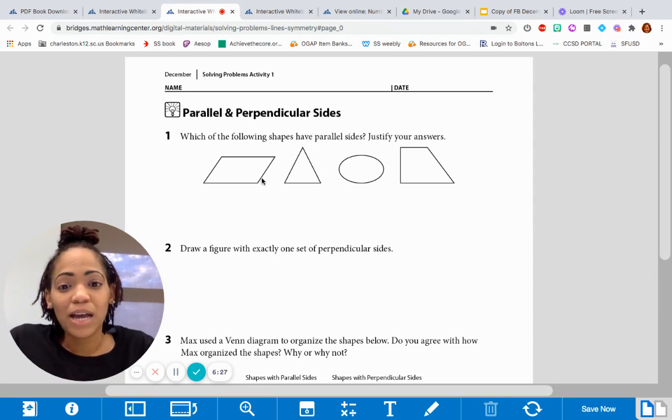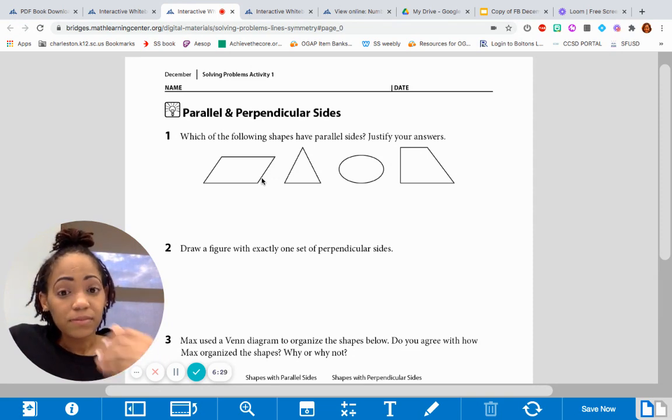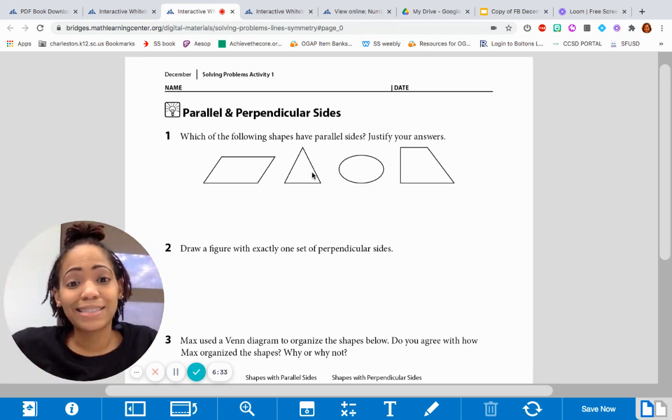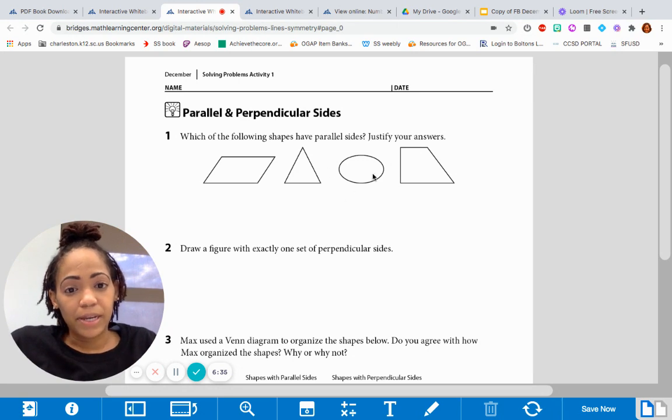And so that's when you guys are going to work independently to figure it out. But not just figure it out, but justify it. Here is an example. Look at this shape right here. What is this? You can call it an oval. Does it have parallel sides? No way.